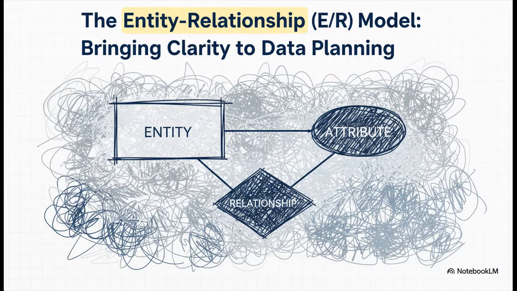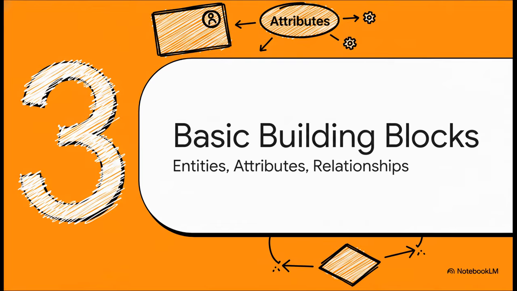And here it is. This is our blueprint. It's called the Entity Relationship Model, or just the ER model for short. Think of it as a super simple visual language that lets us sketch out our entire data world. This is the tool that's going to bring beautiful order to all that chaos. Now, the ER model sounds kind of technical, but here's the secret. It's really just built on three incredibly simple ideas. So let's break down these basic building blocks one by one.